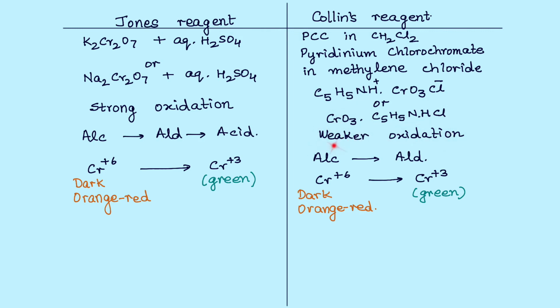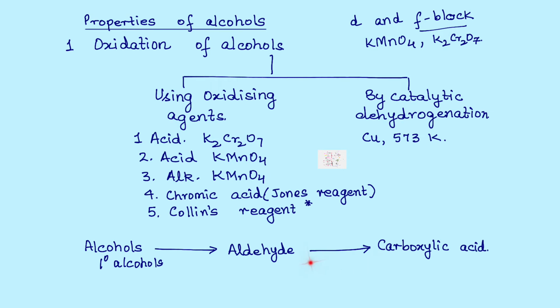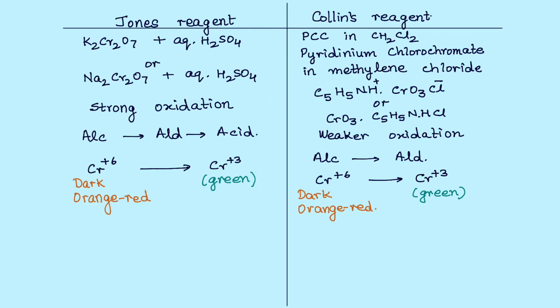Now this is a weaker oxidizing agent. So with the result, the reaction will stop at the aldehydic stage. That means we are going to carry out controlled oxidation and stop the reaction over here, right? It's a mild oxidizing agent. In all these oxidizing agents, you will see we've got chromium over here. Everywhere the chromium is turning from an oxidation state of 6 positive to 3 positive.